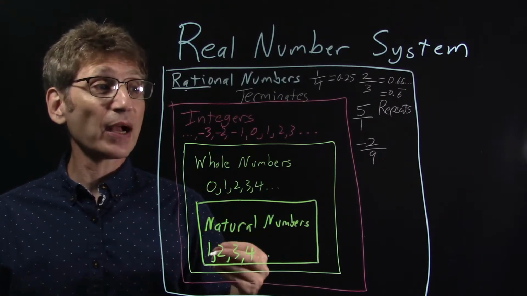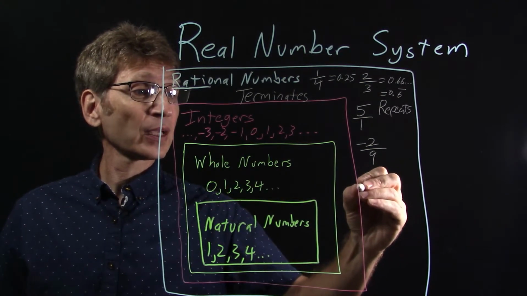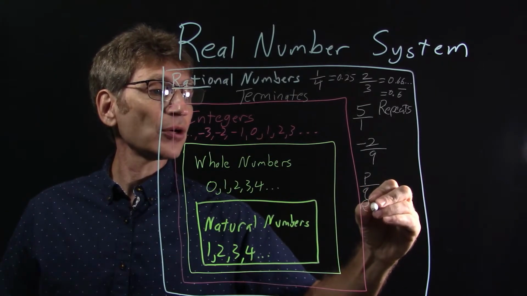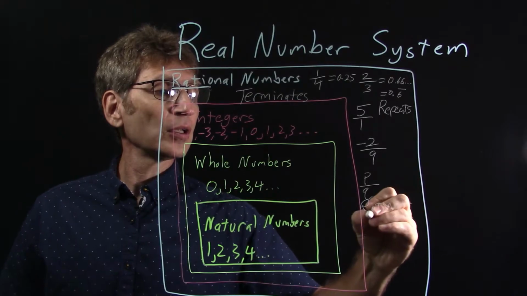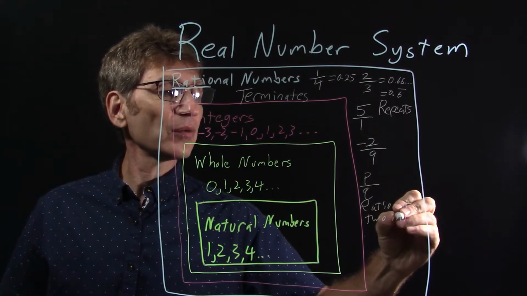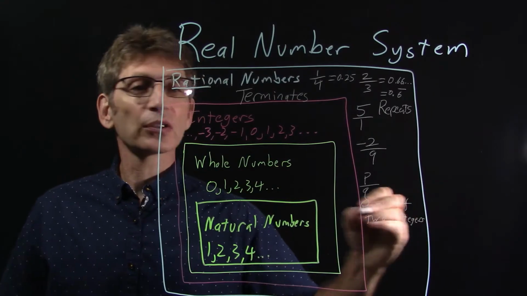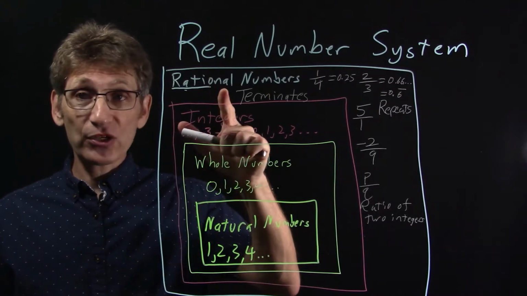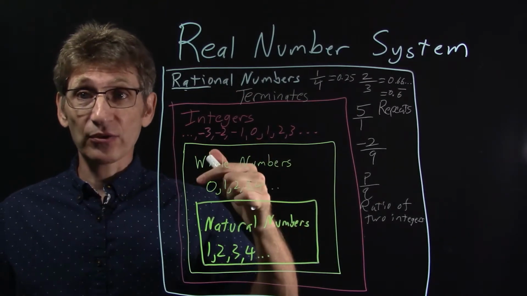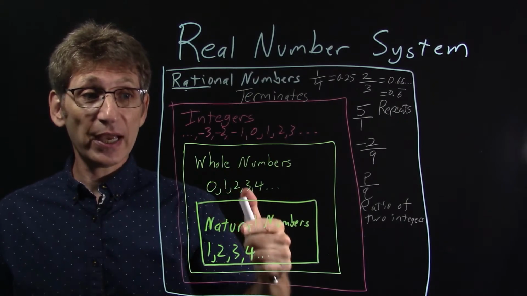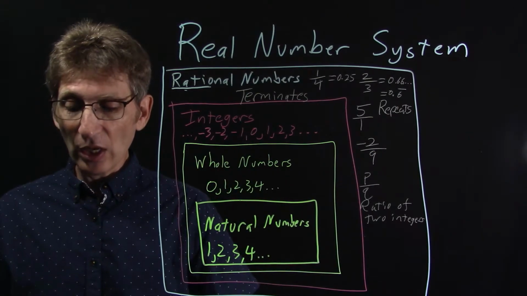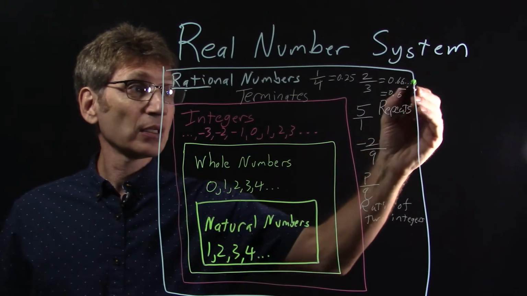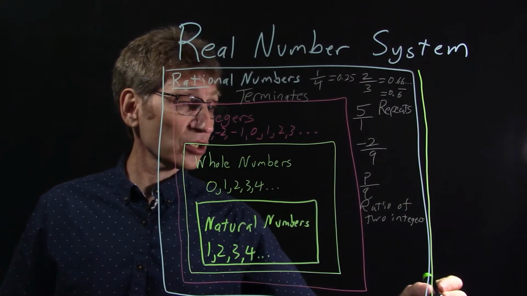The definition of a rational number: ratio of two integers. And we frequently use P and Q to represent integers. So far in our real number system, we have rational numbers. Integers are contained in rational numbers. Whole numbers are contained in the integers. Natural numbers are contained in the whole numbers. This leads us to a completely separate set of numbers outside of rational numbers.